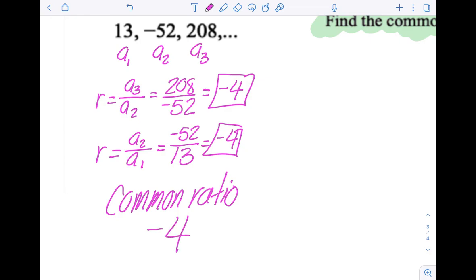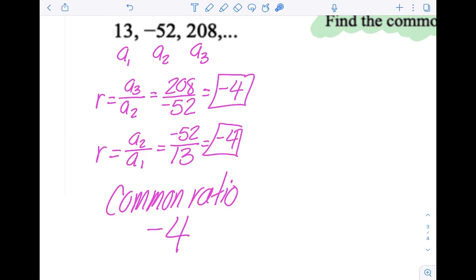That means that I'm multiplying by negative 4 every time to get to the next number. 13 times negative 4 is negative 52. Negative 52 times negative 4 is 208. 208 times negative 4 is negative 832, I think. But we multiply by negative 4 to get to the next number. Right? And that is our common ratio.